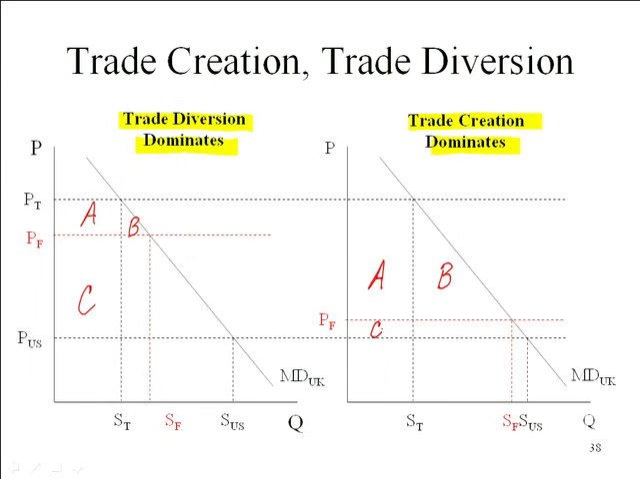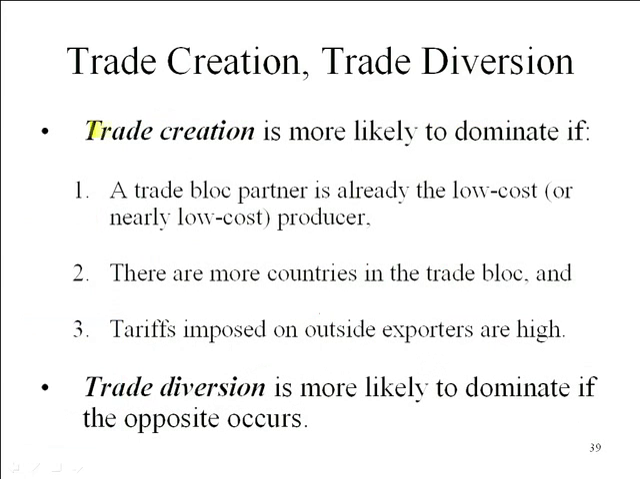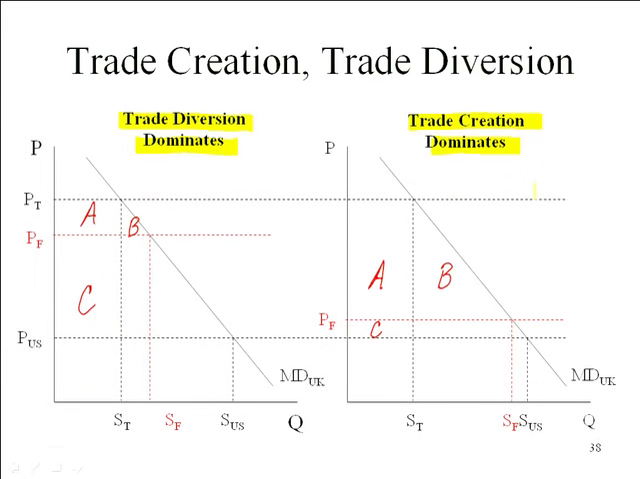So what we want to ask ourselves then is, what are the circumstances under which trade creation or trade diversion would dominate? Is there anything general that we can say about that? And the answer, of course, is yes. So we can say the following. Trade creation dominates if the trade bloc partner is already the low-cost producer, or nearly the low-cost producer. So if you come back to here, notice France is nearly the low-cost producer. They don't produce quite as efficiently or low cost as the US does, but pretty close.